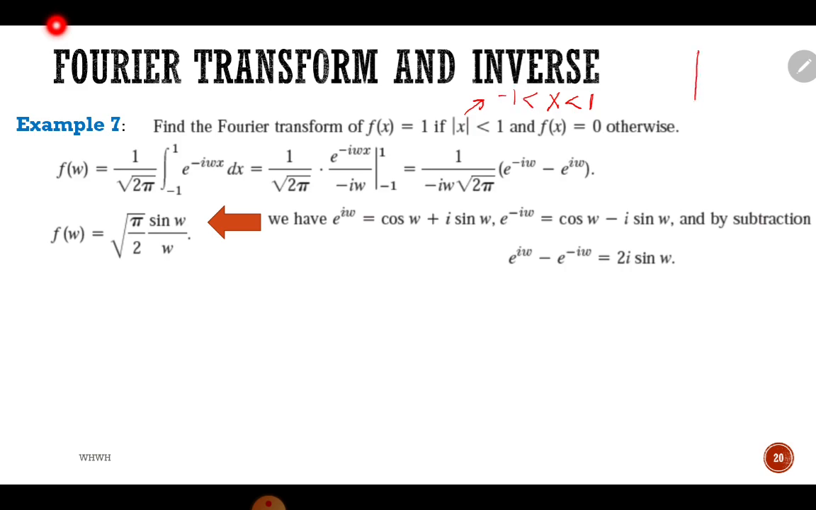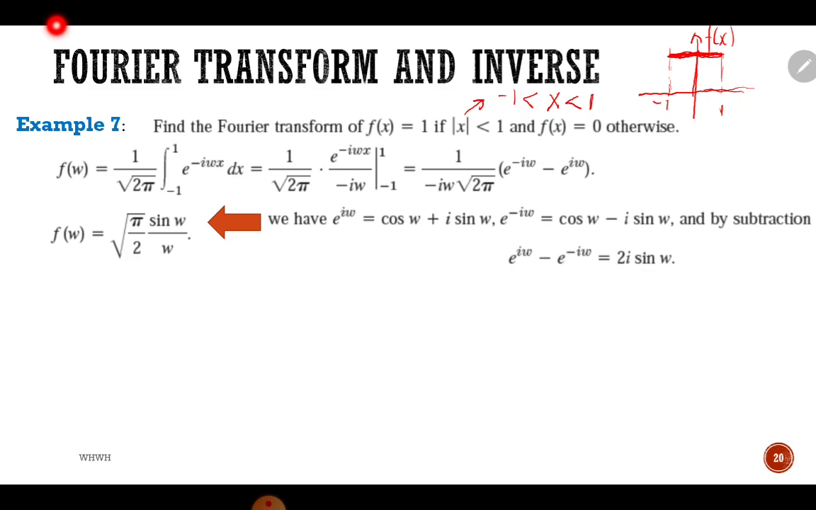So basically we want to find the Fourier transform. If you sketch the graph of f(x) here, we have f(x) equals 1, so a horizontal line which extends from x equals negative 1 to 1. So we want to find, okay, this is our f(x). We want to find this horizontal line in the frequency domain.